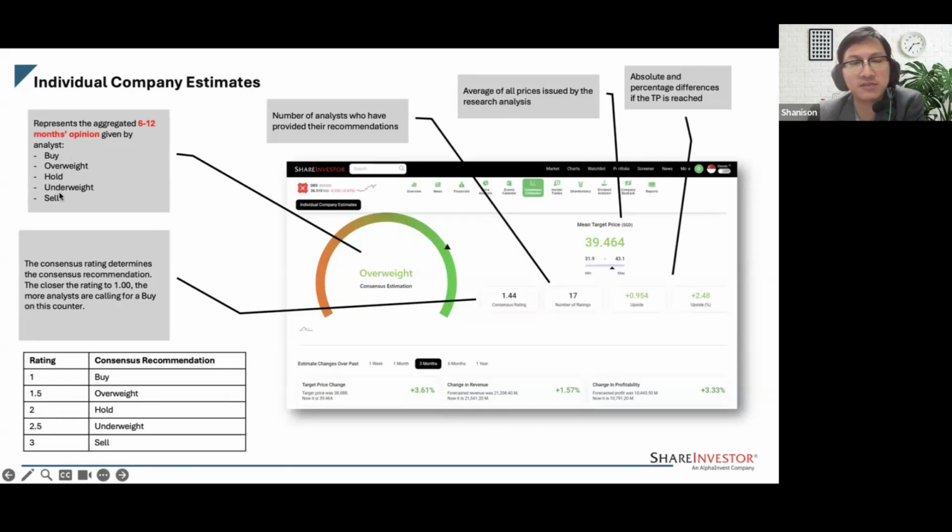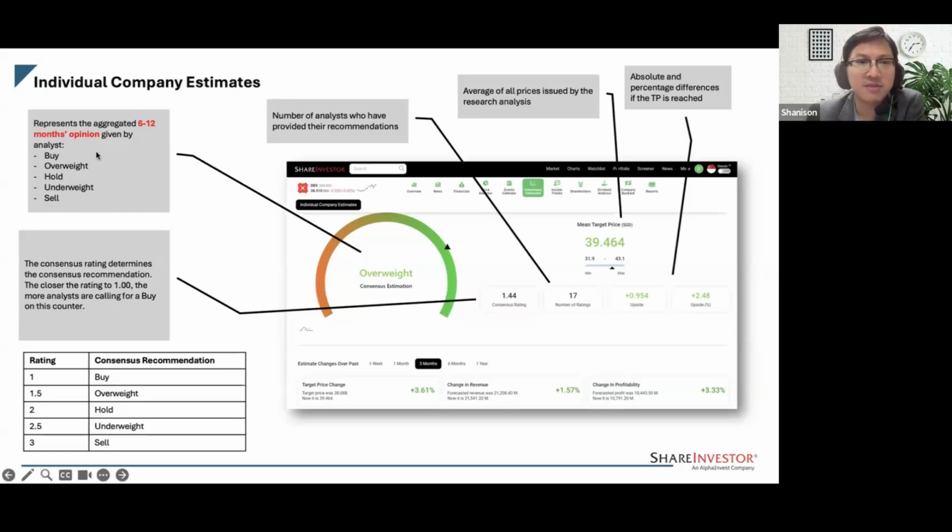Let me briefly explain what these mean for those who don't really understand these estimates. Buy means the research analysts feel that this company has good potential. If you don't have this stock yet, their recommendation is that you can buy. If you already have the stock in your portfolio, the recommendation is to allocate more.